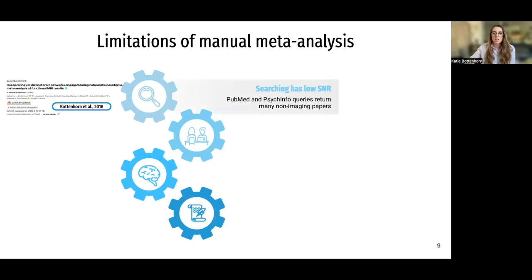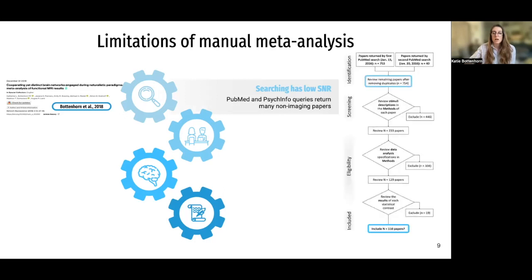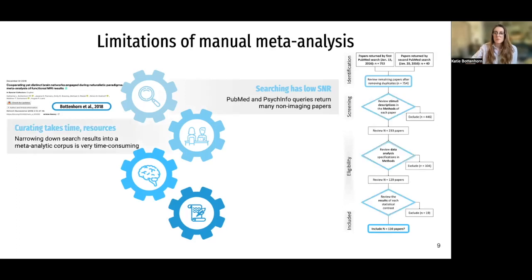So when you are searching a large publication database, you might get a whole bunch of non-neuroimaging papers in your results. For example, in doing this naturalistic meta-analysis, my initial searches returned 754 papers. And of those 754, I included about 110 in the actual meta-analysis. So that brings us to the next step, which is curation. And curation takes time. So narrowing down those 754 experiments to 110 worth meta-analyzing included several steps of screening these papers and determining their eligibility.